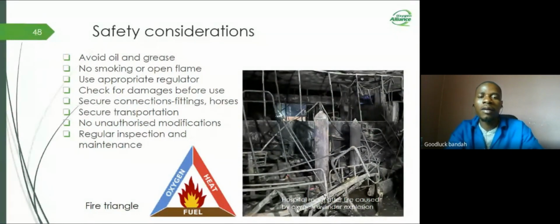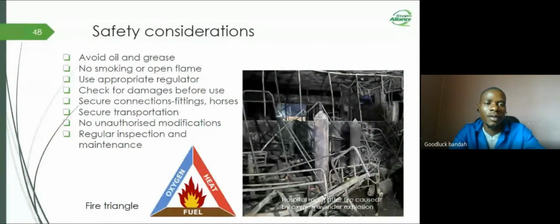that's a hospital room. As you can see, that's what remained after an explosion of an oxygen cylinder. This was in Iraq in 2021. An oxygen cylinder exploded. About 92 people died, with about 110 people injured. So it's so important that we keep safety consideration high. These are some of the safety considerations that we should put in place.